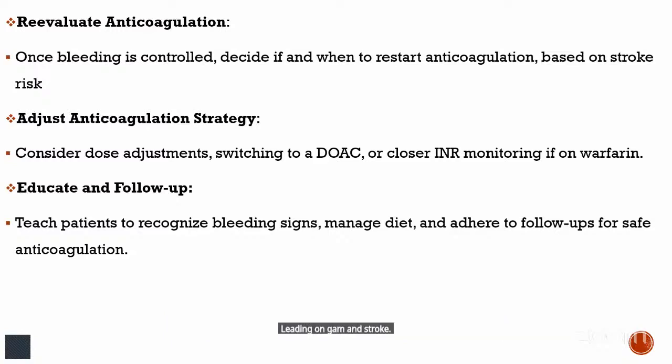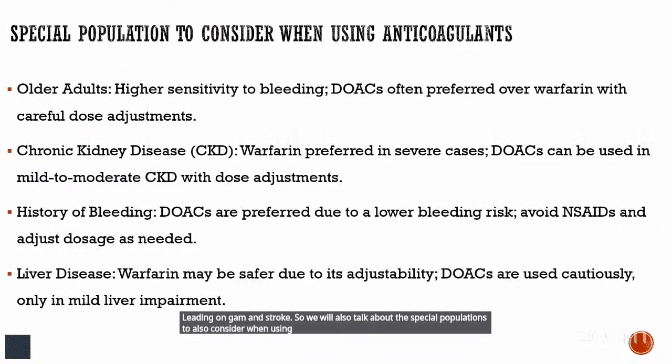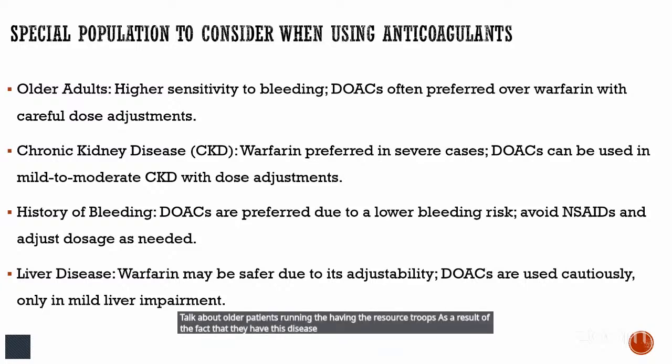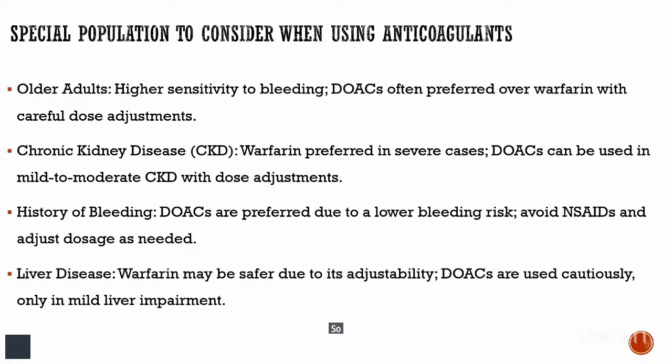So we will also talk about the special populations to consider when using anticoagulants. First of all, we said something earlier when we started. We talked about older patients being more prone to the risk of stroke as a result of atrial fibrillation. So people with chronic kidney disease too.